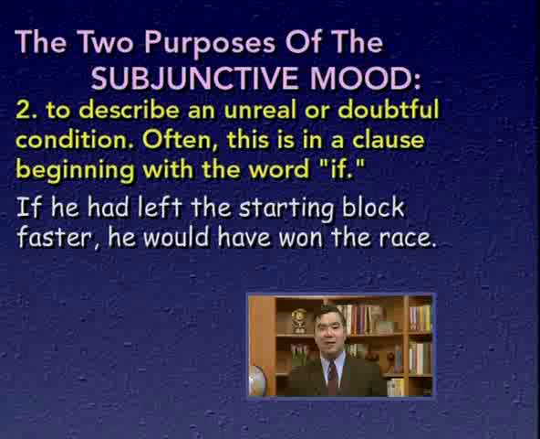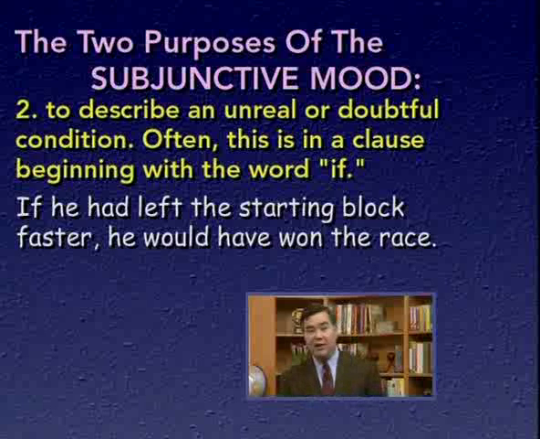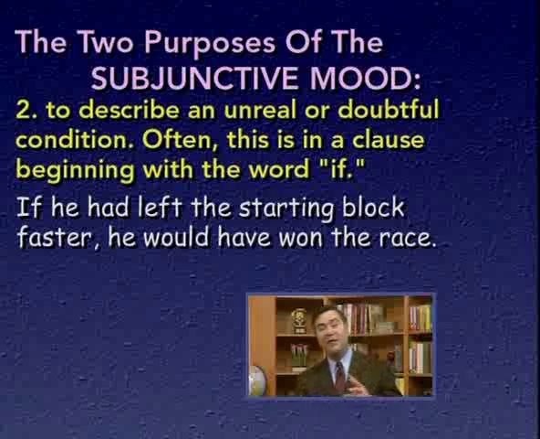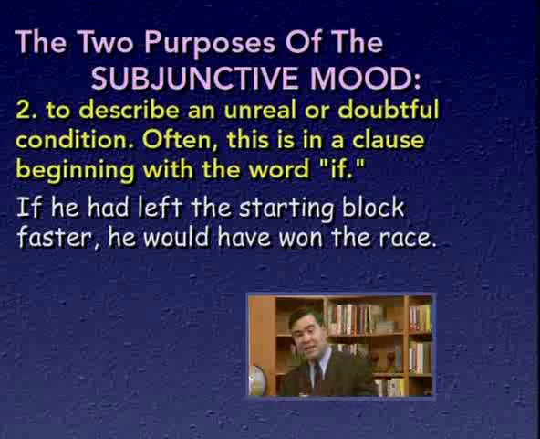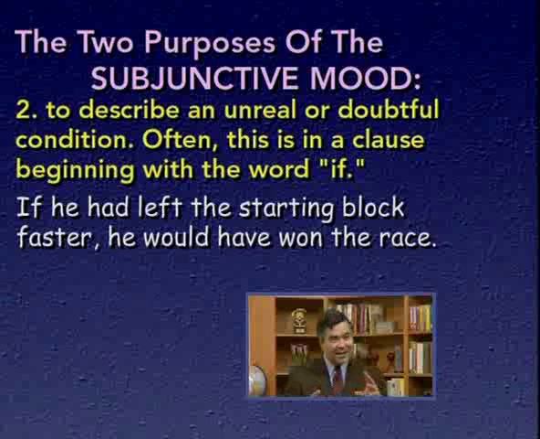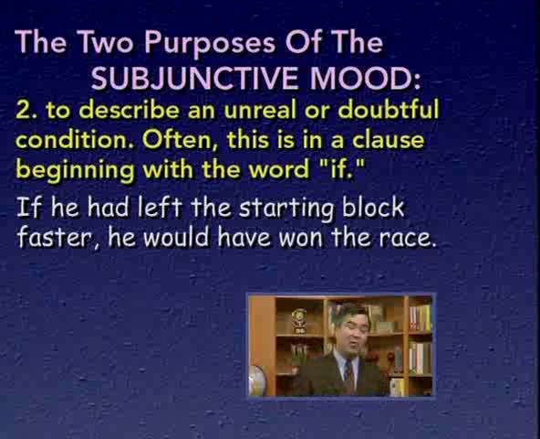Here's another example. If he had left the starting block faster, he would have won the race. Once again, we have two clauses here. The second one describes what would have happened. He would have won the race if he had left the starting block faster. So the second clause describes what would have happened if the first clause had been true. Once again, the first clause is describing an unreal or doubtful condition, something that didn't happen. He didn't leave the starting block faster. This is describing something that's unreal. Once again, it happens to be in a clause beginning with if, which is often the case, although not always.